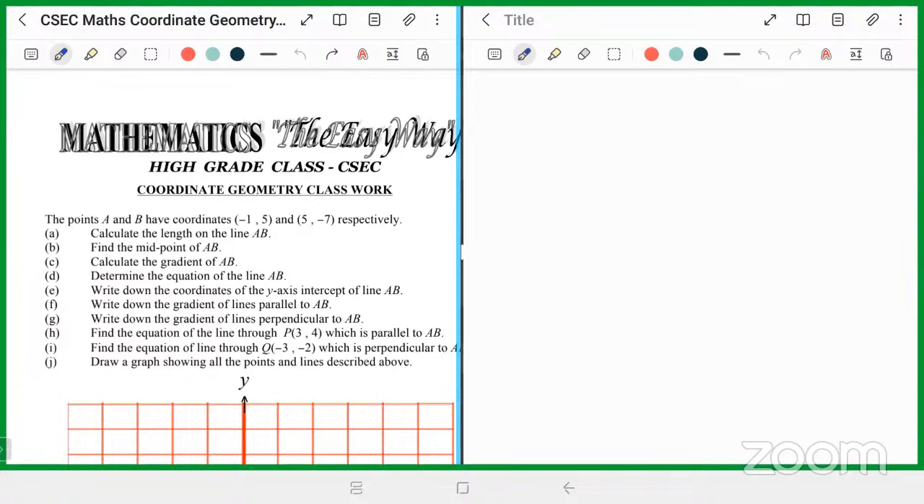So A is a point (-1, 5). And B is a point (5, -7). I can tell you from now, once you see these negatives, you have to be extra careful. Remember, most mistakes are made with a negative sign. A lot of people are doing the right thing, but getting the wrong answer because they're not handling the negative sign well. So it's something that we need to focus on and practice.